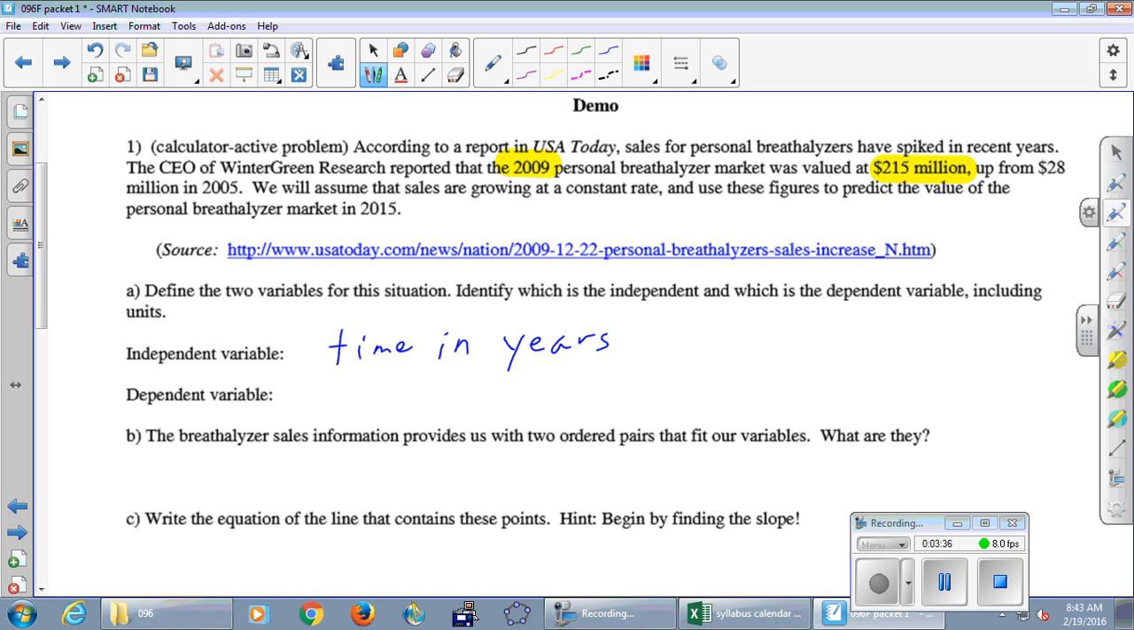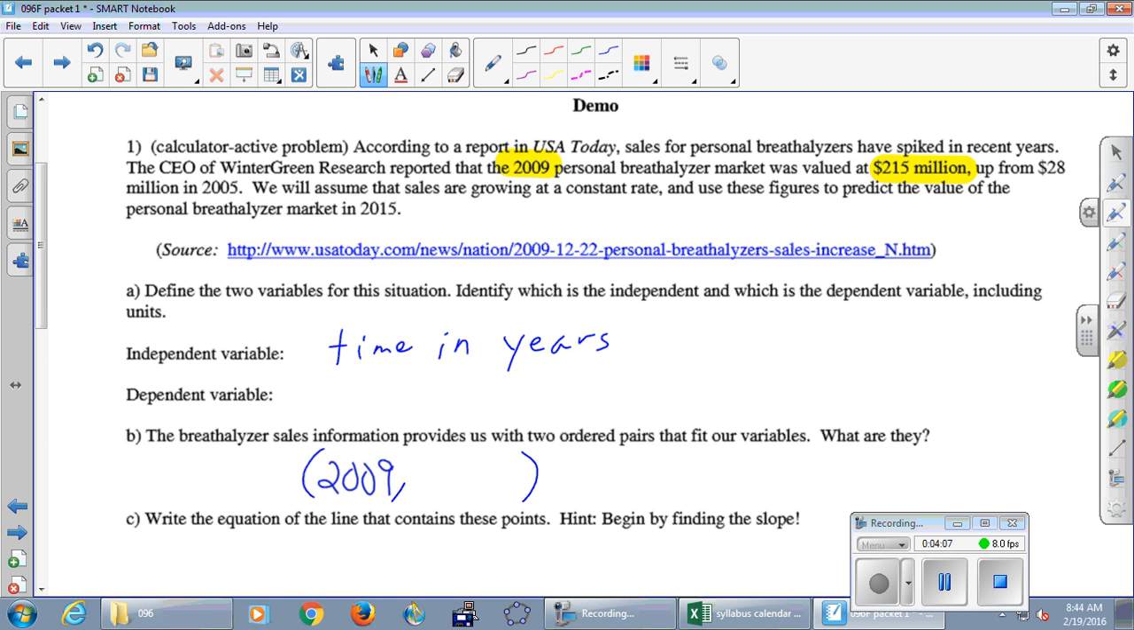Now I'm going to add to that in just a second, but in its current form, we can start writing our ordered pair. What is the first variable for the highlighted stuff? I said the independent was the time in years, so which of those 2 numbers? 2009 goes right here. Don't write this. 2009 goes right there. Totally fine.